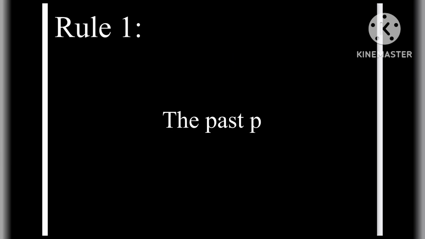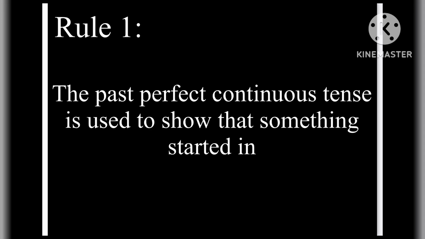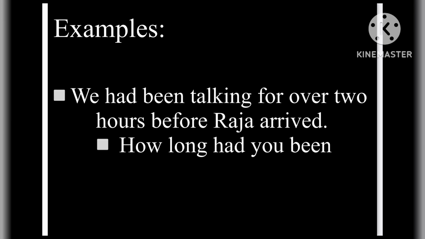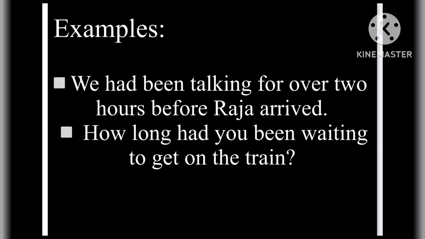Rule number 1. The past perfect continuous tense is used to show that something started in the past and continued up until another time in the past. Examples for rule number 1: We had been talking for over 2 hours before Raja arrived. How long had you been waiting to get on the train?